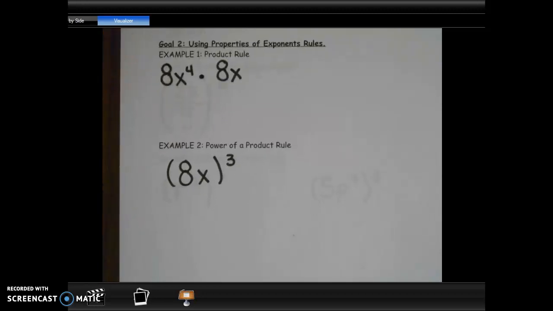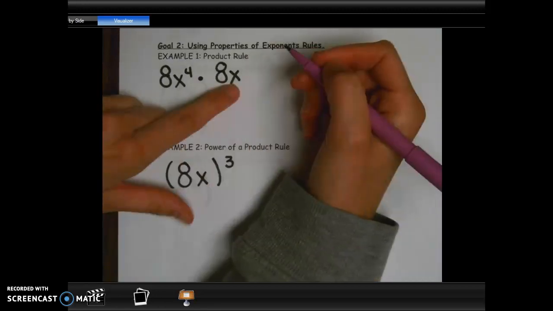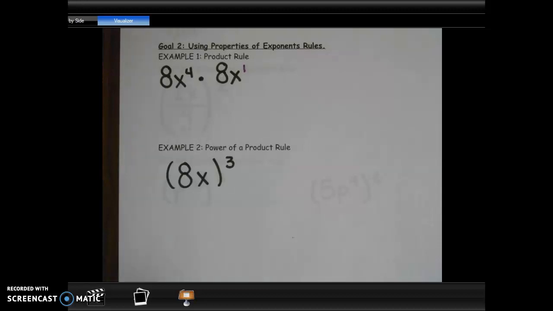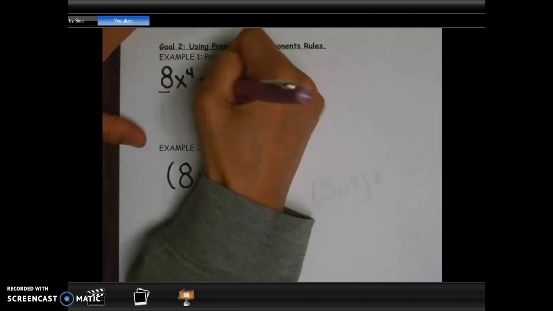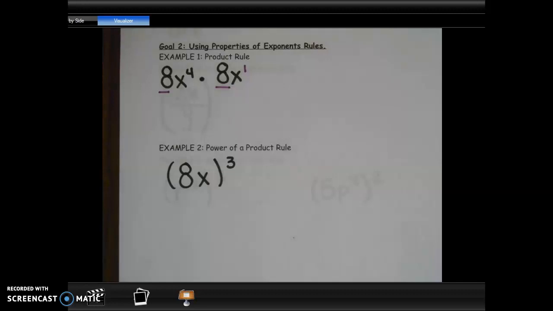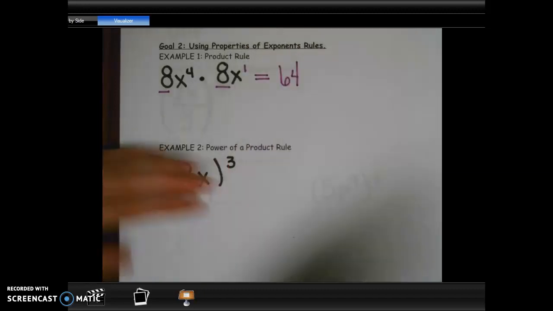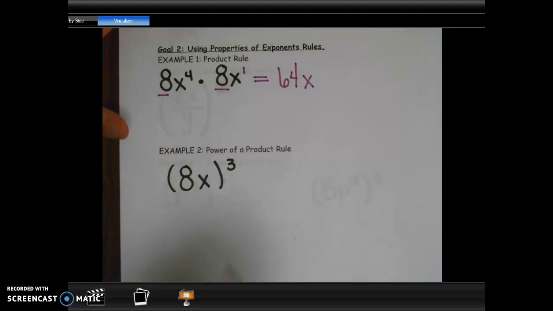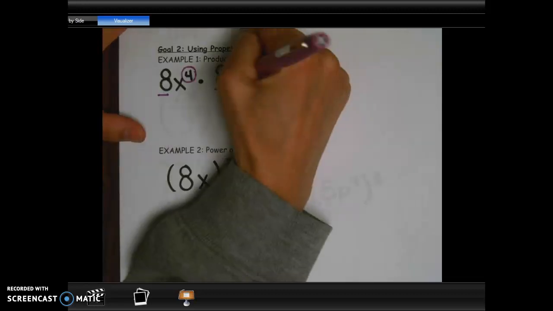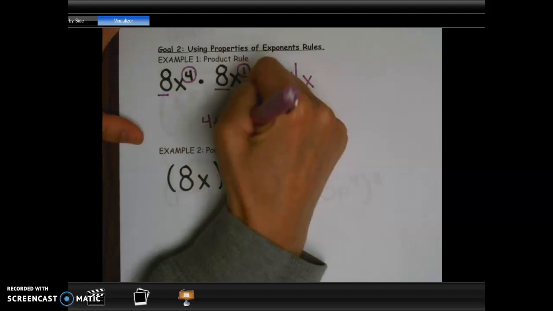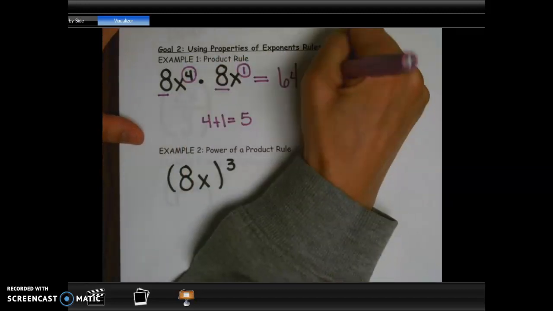So this is using our product rule. So remember, whenever we are multiplying, we're going to add our exponents. And I know this one doesn't really have a number there, but there's an invisible 1 that exists. So let's start with our base. We have a base of 8x. We can take those 8s and multiply them. So 8 times 8 is 64. Then we have our x. Now we're going to take our powers and we're going to add them. So 4 plus 1 is 5, and that is now our new power.